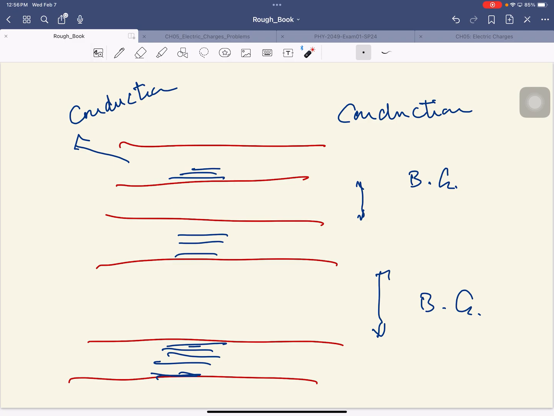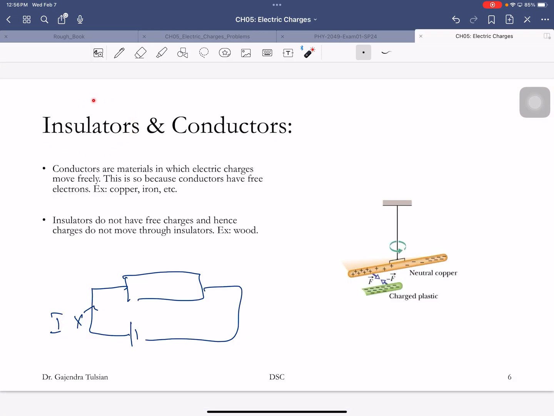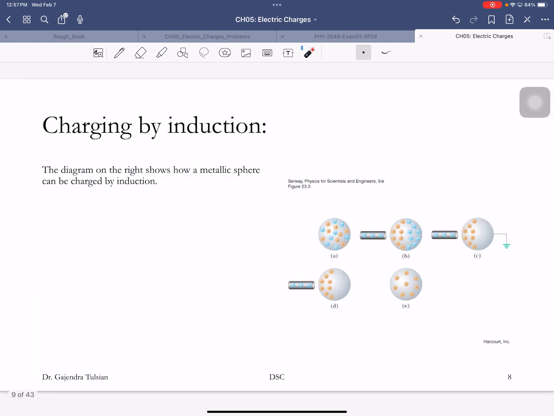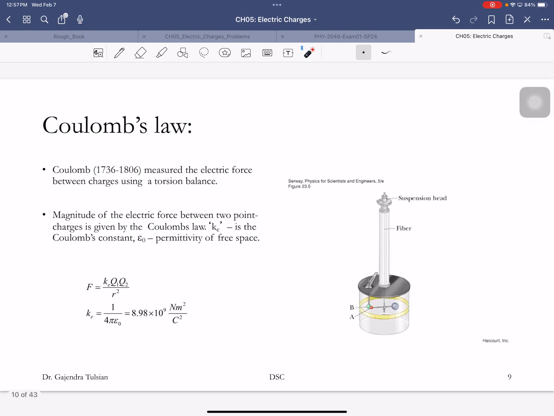So insulators have empty conduction bands, conductors have partially filled conduction bands, and in semiconductors, you can vary the number of electrons in the conduction band, by adding impurities and stuff like that, or changing temperature. So the number of free charges can be changed with impurities as well as temperature in semiconductors. Again, you will learn about this eventually in your senior level classes or whatever, but right now, we'll study the basics.